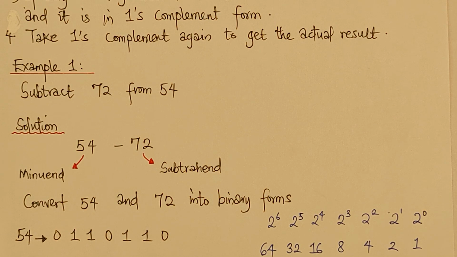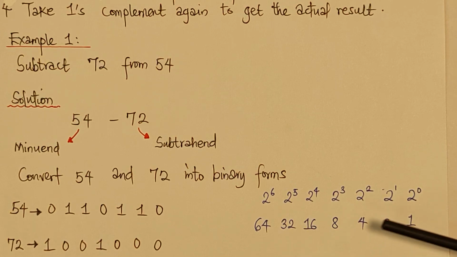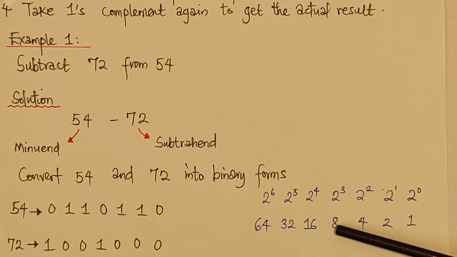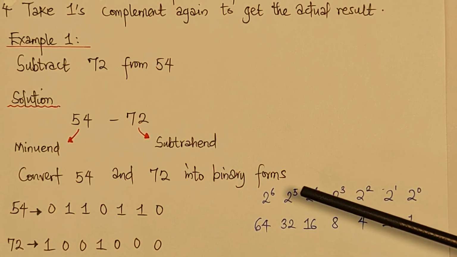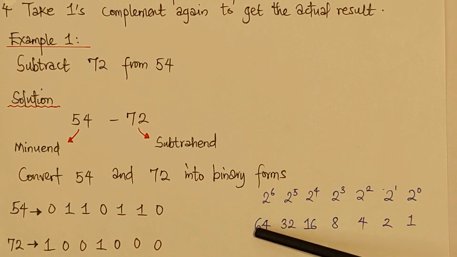Now to start that, I have a little trick to show, which is to spread out these values: 2 raised to power 0, 2 raised to power 1, 2 raised to power 2, 2 raised to power 3, 2 raised to power 4, 2 raised to power 5, and 2 raised to power 6. Now 2 raised to power 0 will be 1, 2 raised to power 1 will be 2, 2 raised to power 2 will be 4, 2 raised to power 3 will be 8, 2 raised to power 4 will be 16, 2 raised to power 5 will be 32, and 2 raised to power 6 will be 64.